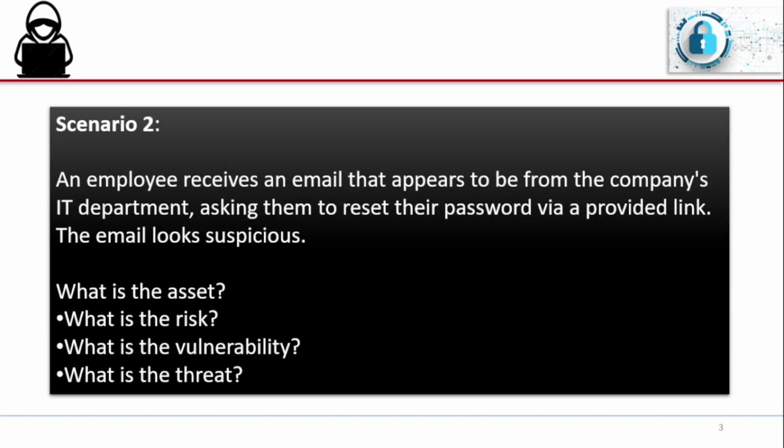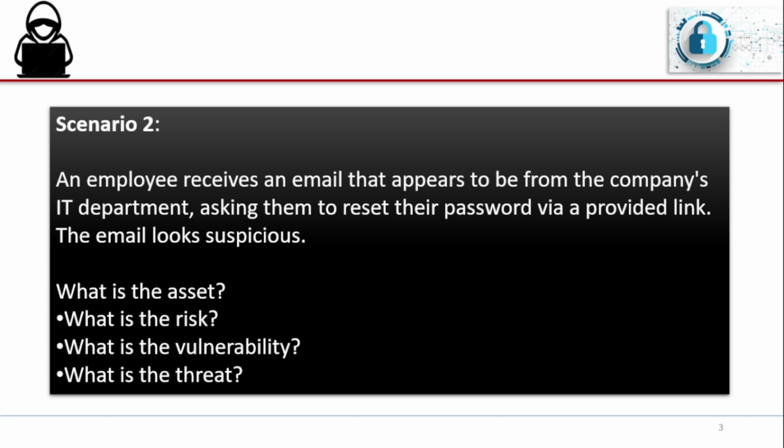Coming over to scenario 2, an employee receives an email that appears to be from the company's IT department asking them to reset their password via a provided link. The email looks suspicious. So what is the asset, risk, vulnerability, and threat? You may pause it and check.